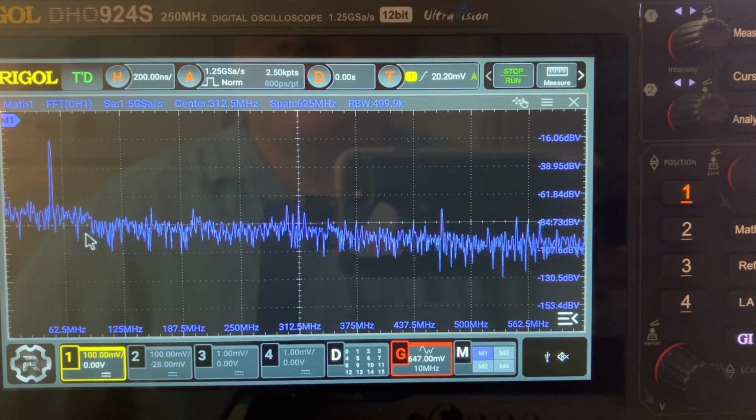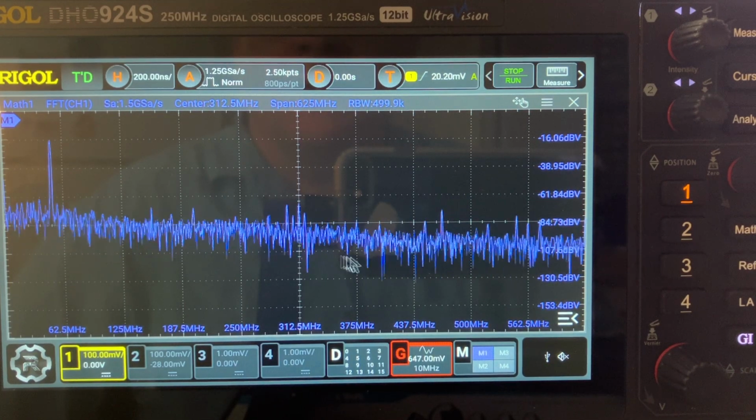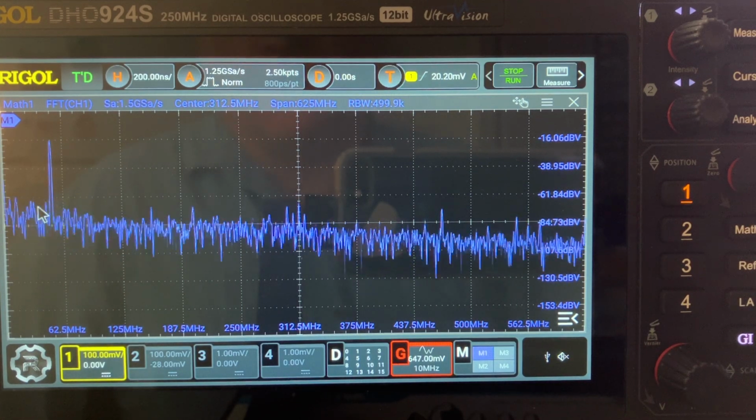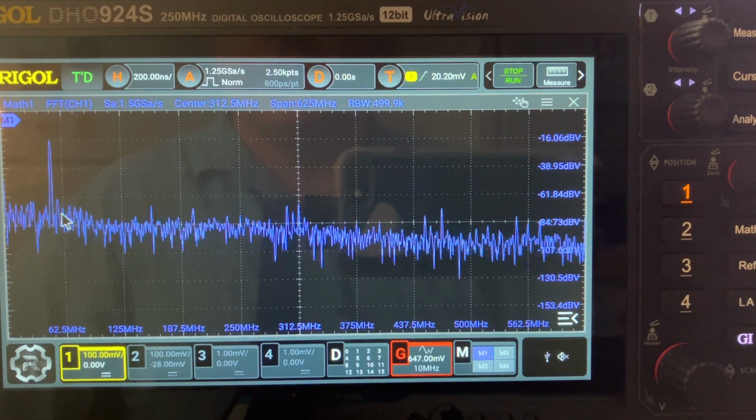Now we got something interesting. We got our 50 megahertz here, and we got the distribution of all other frequencies and the signal to noise. This is the thing we want to look at.